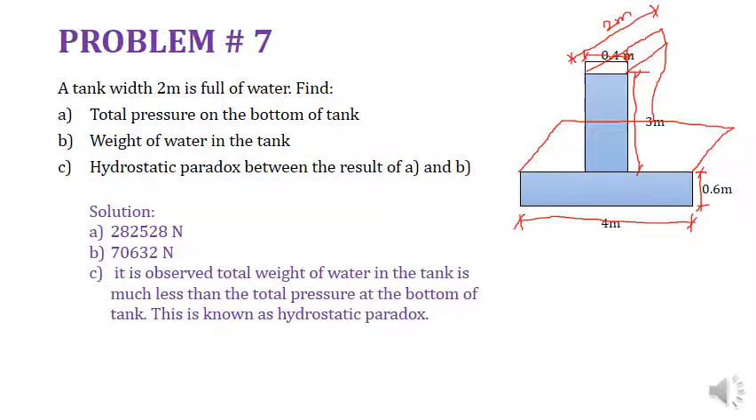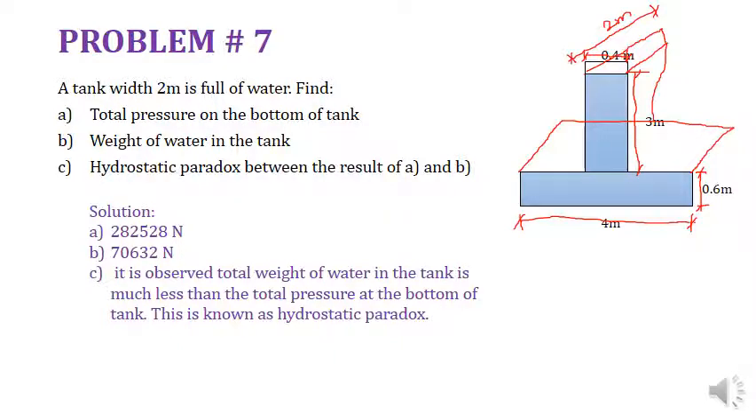So width is 2 meter for this particular tank, and if you multiply the hydrostatic pressure, meaning this pressure head, with the base area, you will get the total pressure on the bottom of the tank. So total height will be 3 meter plus 0.6. It will be h, and you are multiplying it with the base area, which is 4 meter multiplied by 2 meter. That is the width.